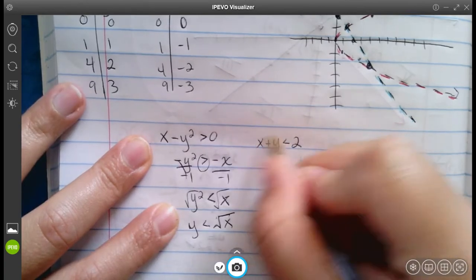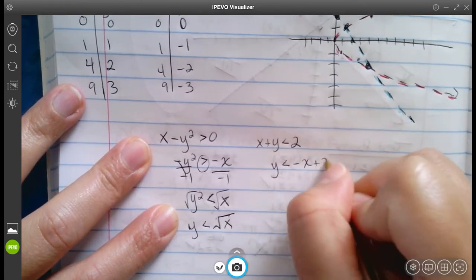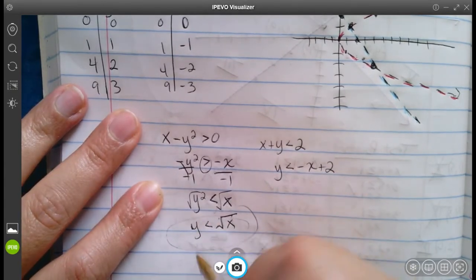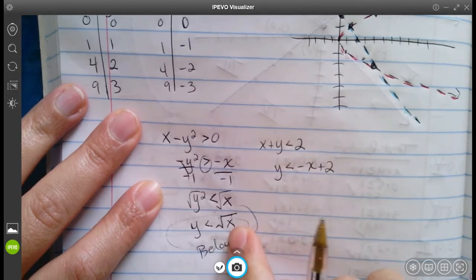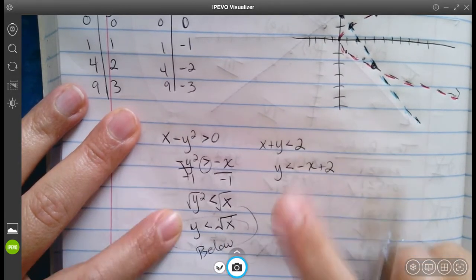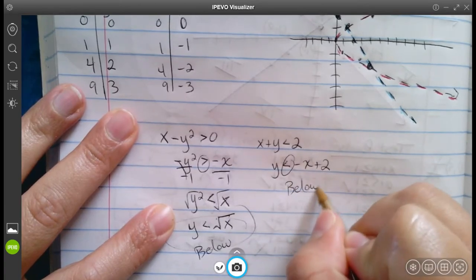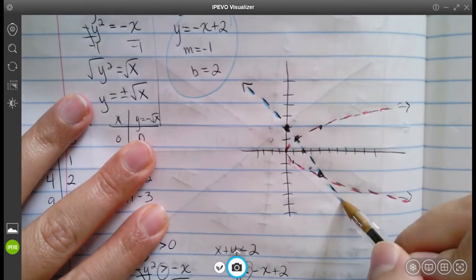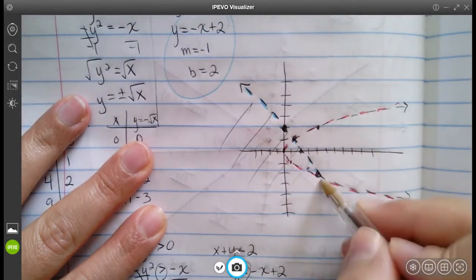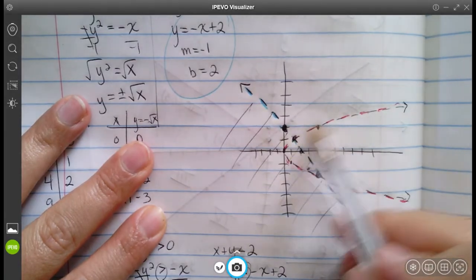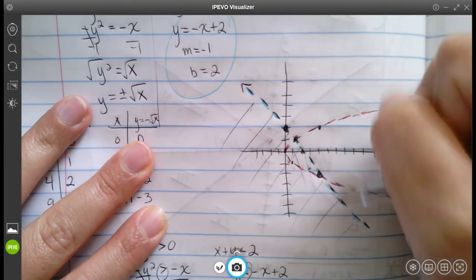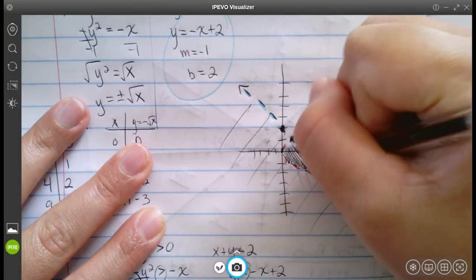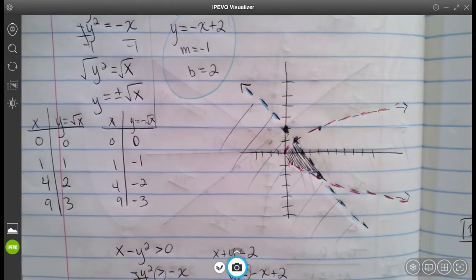For this one, we go ahead and just move the x, so it's y is less than negative x plus 2. So you want a point that's below the square root of x, and a point that's below negative x plus 2. If I look at my lines, anything below the line is everything that is this way. Anything below my positive square root is going to be this way. So you can see that they intersect right here in the middle. And that is basically it, guys.